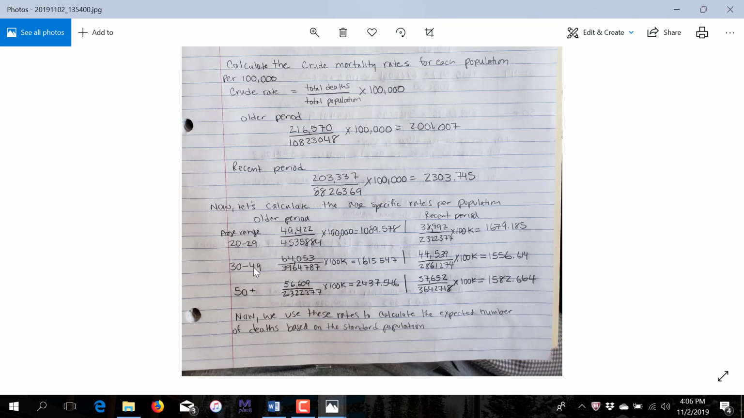And I do that for each of the different strata. There are three different strata here, right? 20 to 29, 30 to 49, and 50 plus. And the same in the recent period, we have three different strata. So that's what we're doing: calculating those stratum-specific mortality rates.